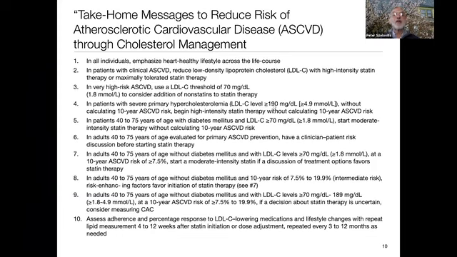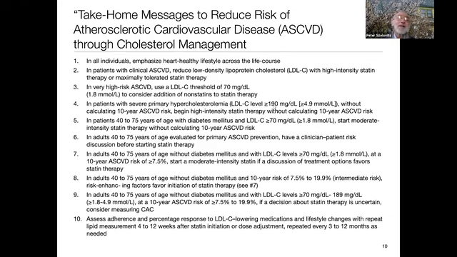So here are their take-home messages, which make sense. Here I've abstracted these from the paper that has all of these details. Number one, you go, well, duh. In all individuals, emphasize heart-healthy lifestyle across the life course. That seems not terribly controversial.